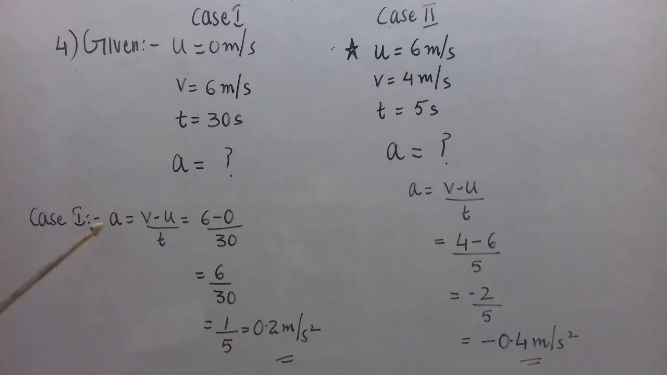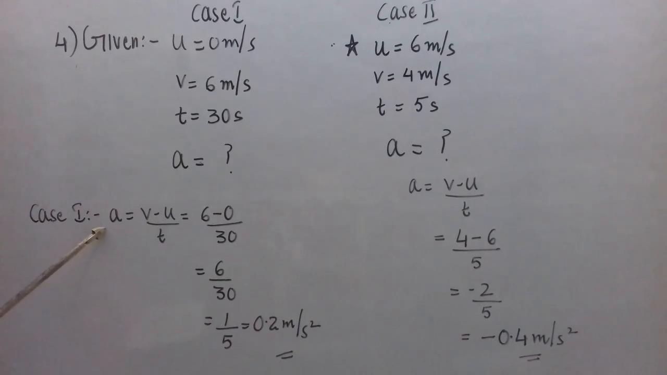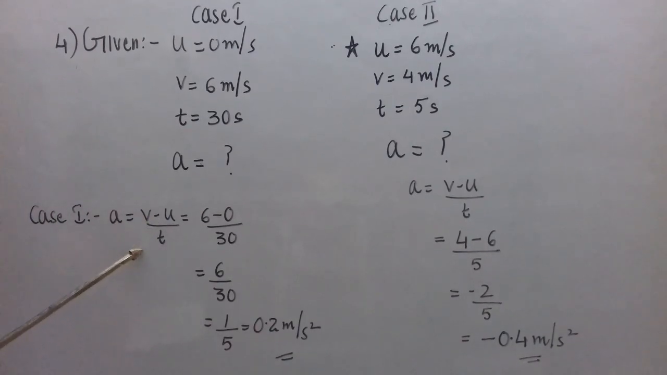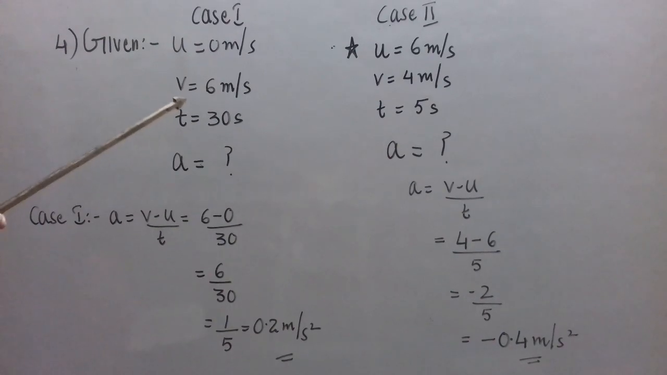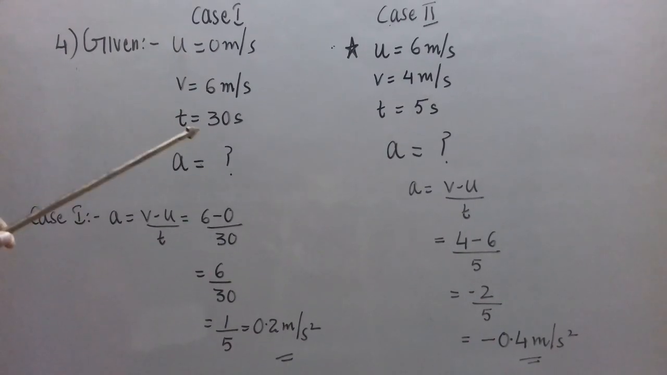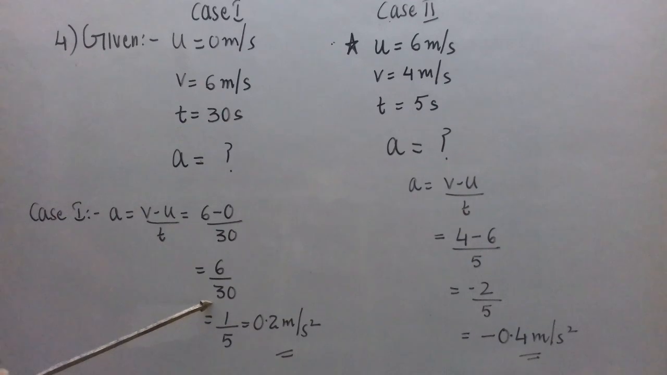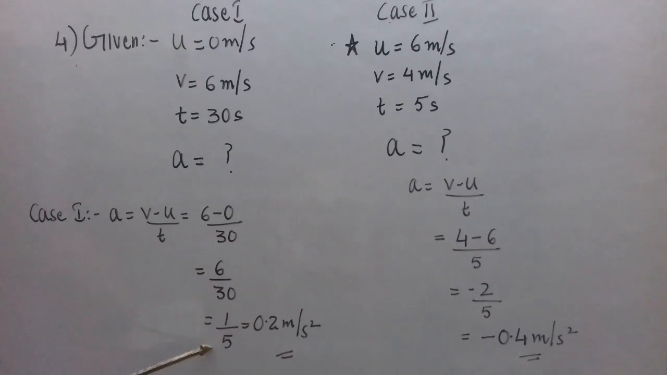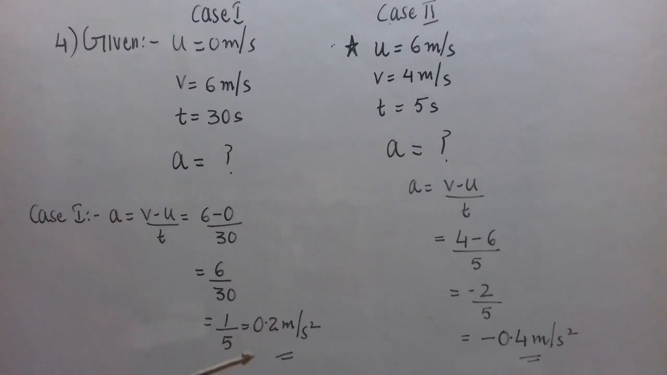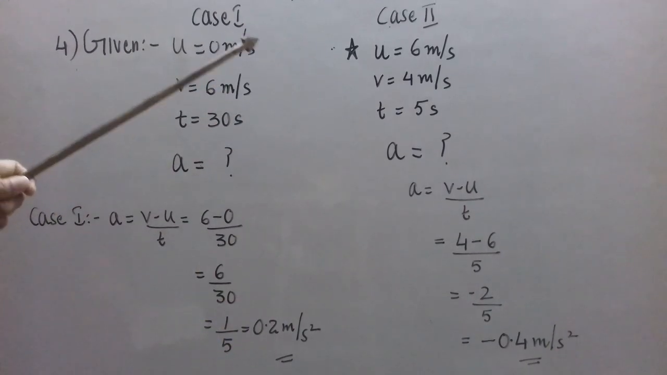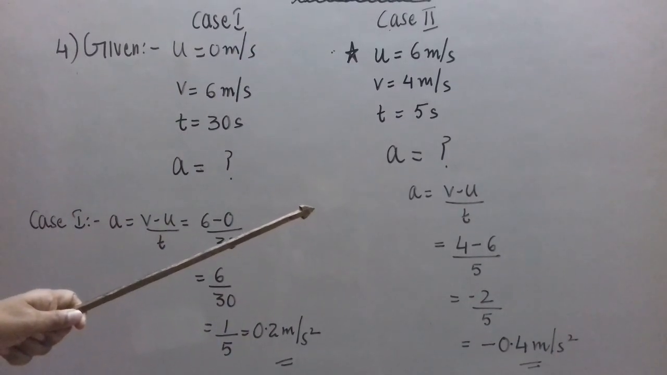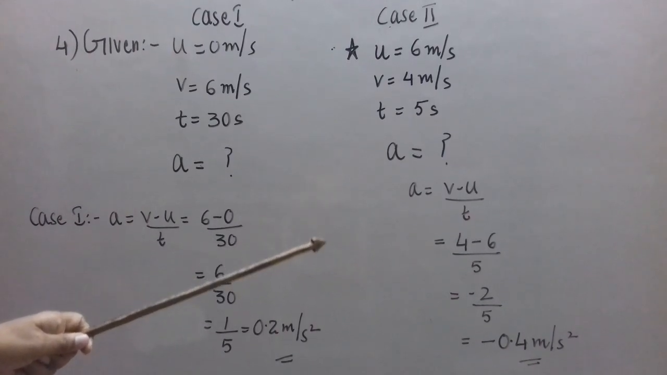So case 1, acceleration, you should write the formula first: V minus U upon T. Just put the values: V 6 minus 0 upon 30, that is 6 upon 30, 1 upon 5, and that is 0.2 meter per second square. For case 2, acceleration, again the same formula, V minus U upon T.